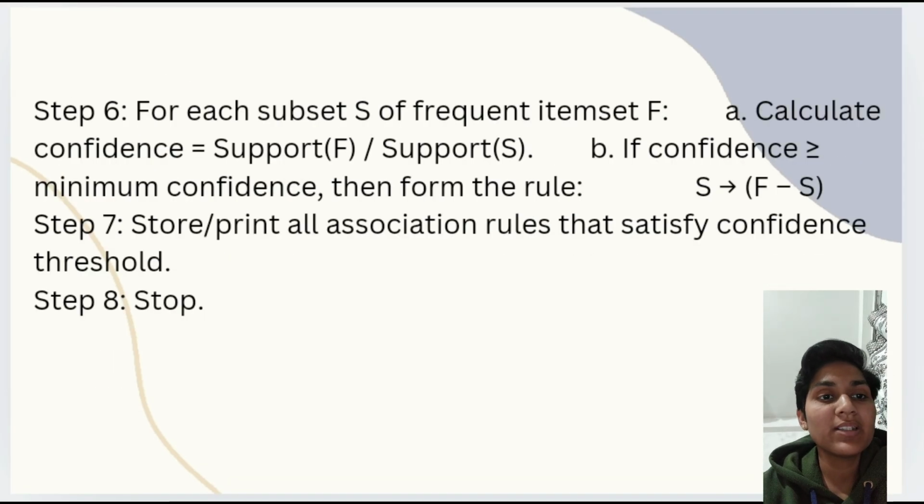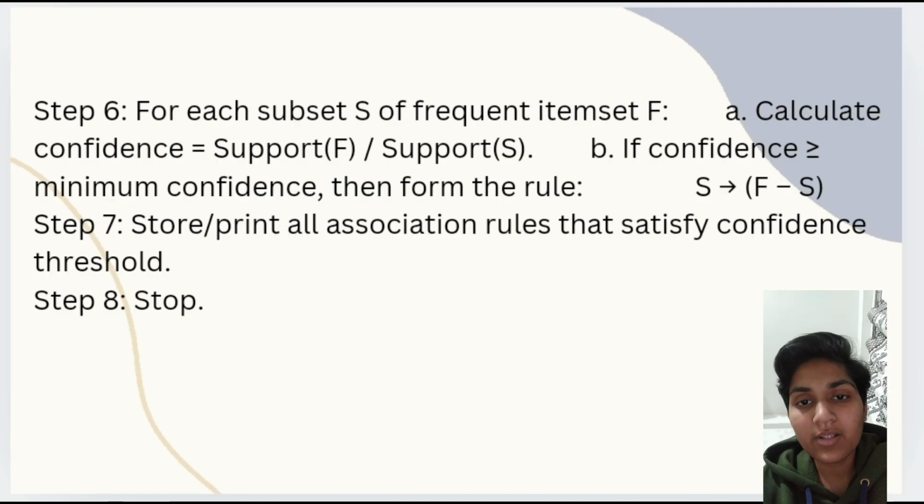Next step, for each subset S of frequent item set F, first calculate confidence equals support of F upon support of S. Next, if confidence is greater than or equal to minimum confidence, then form the rule S implies F minus S. Step 7, store and print all association rules that satisfy the confidence thresholds. And lastly, stop the process.